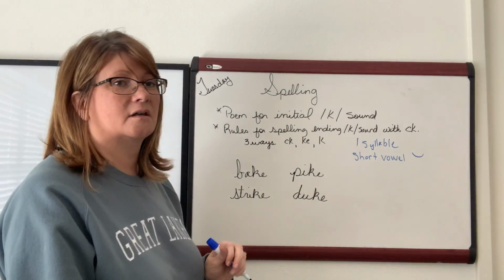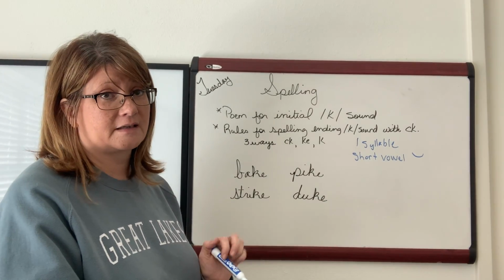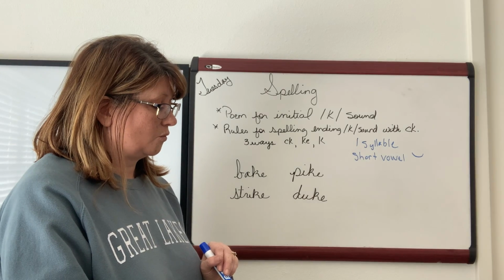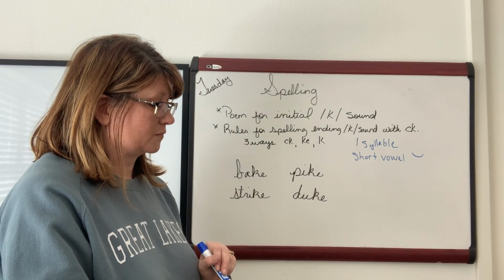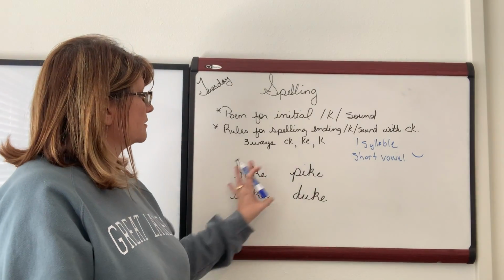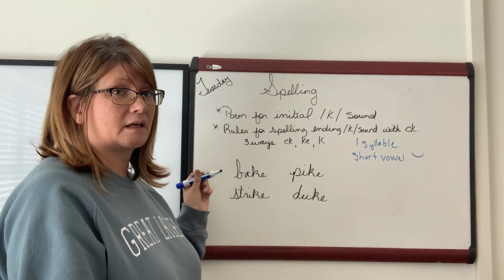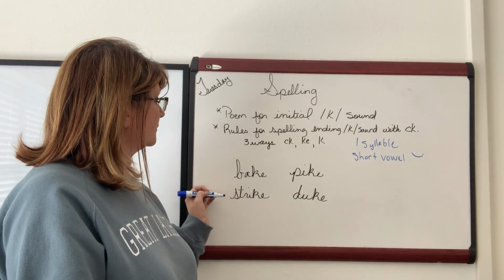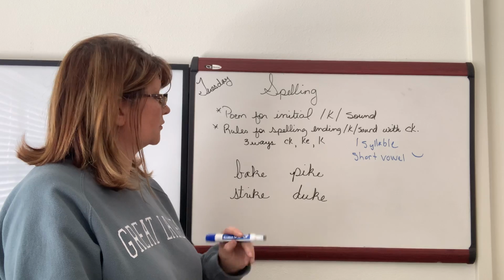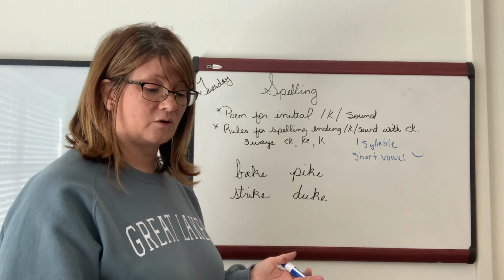All right, now we're going to talk about a different spelling of the k sound at the end of the word, how you spell that, and what the rules are to be able to use it. So let's look at my examples. Let's read the words together, please. Bake, strike, pike, Duke. Okay, so what are some of the things you notice?